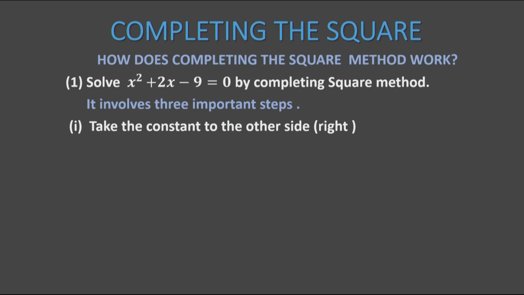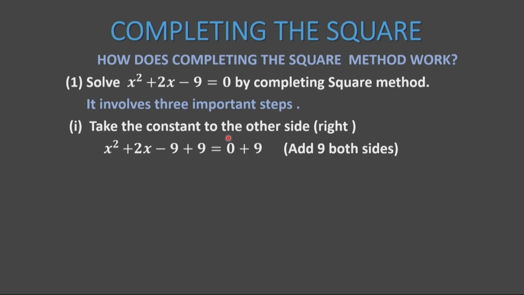The first one is we take the constant to the other side. Now, what is the constant? The c value here. It was here, minus 9. I don't want it here. I want it to come here where 0 is. How do I do this? In mathematics, we don't just move numbers, we perform operations. So to eliminate this 9 here, it's a minus, okay? I need to add 9, so that 9 minus 9 is 0.